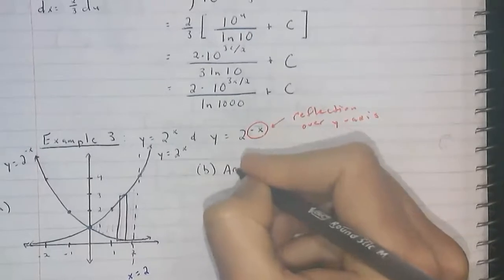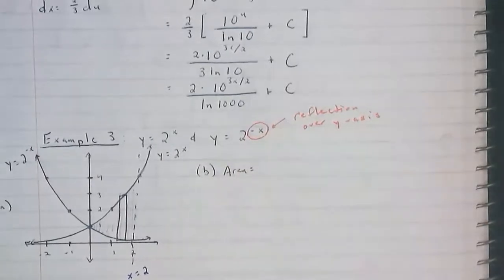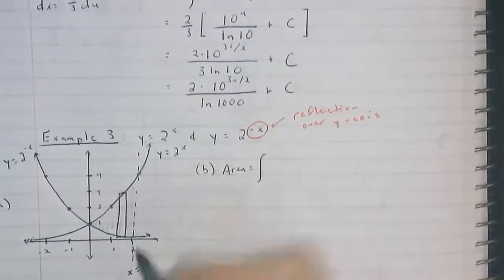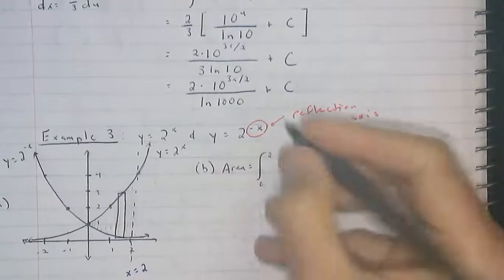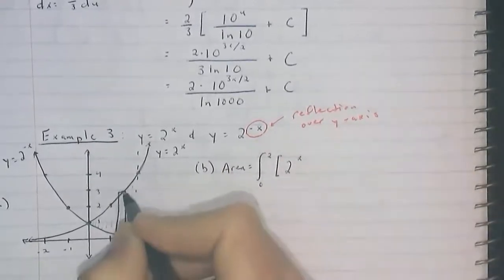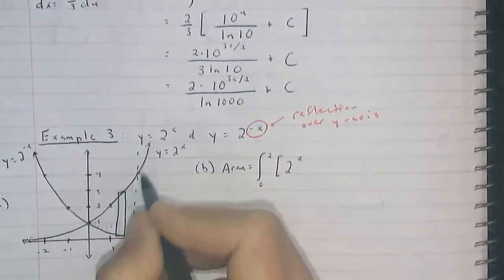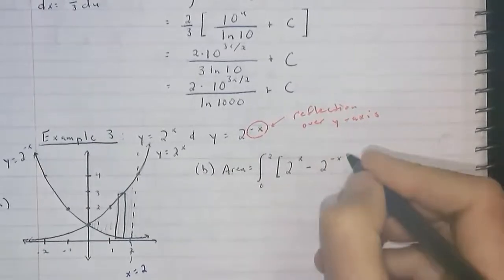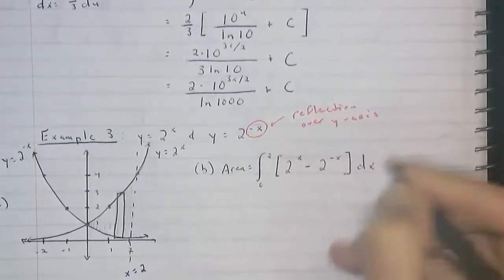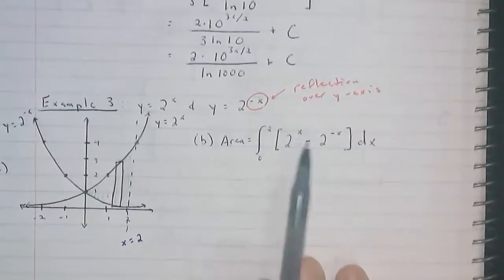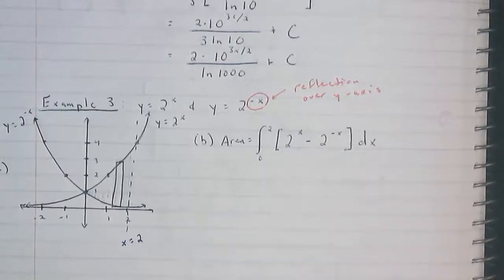The area would be the definite integral between 0 and 2 of 2 to the x, the top of our rectangle, that curve, minus 2 to the negative x. And we now are equipped with the proper knowledge to integrate 2 to the x, where 30 minutes ago, we were not.